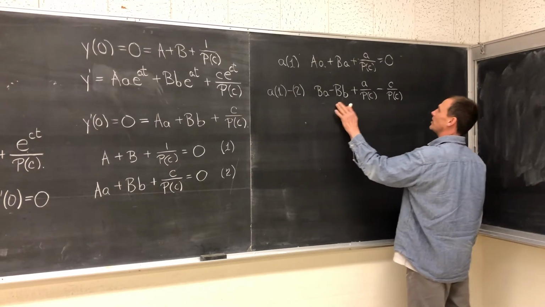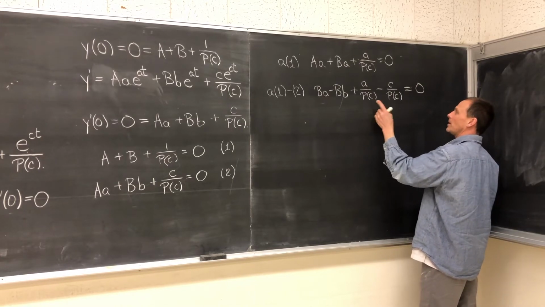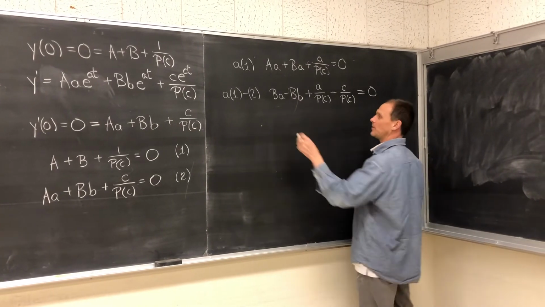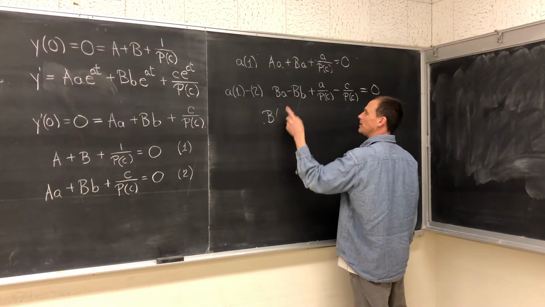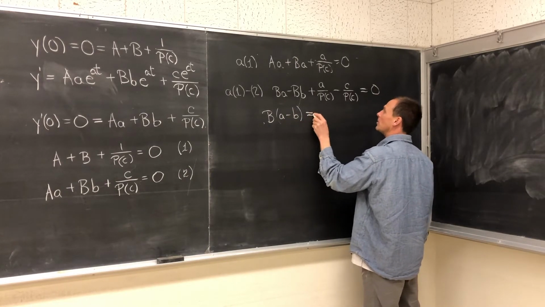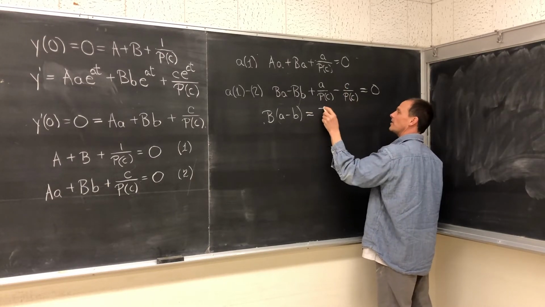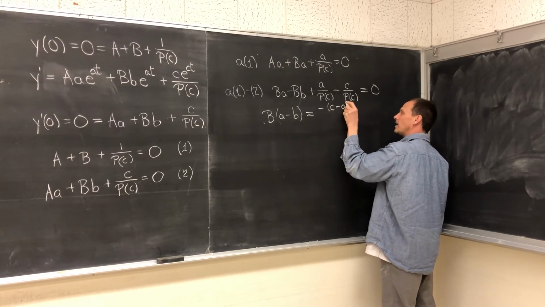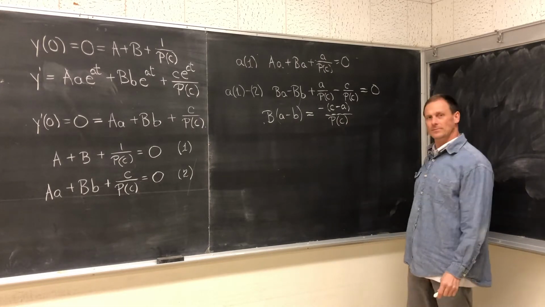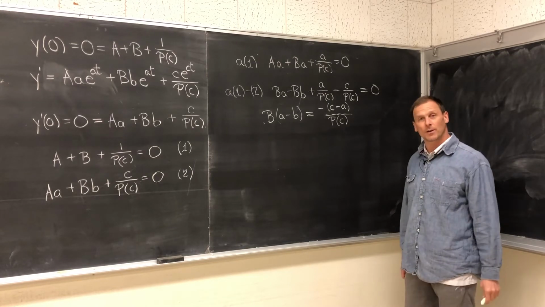Oh, look, now we can just find b. So I'm going to do a couple things. It still equals 0. I'm going to combine these two terms, move them to the right-hand side, and factor a capital B. So this becomes capital B times a minus b, equals, I'm going to write this as c minus a, and move it over to the other side. So I have a minus c minus a over p of c.